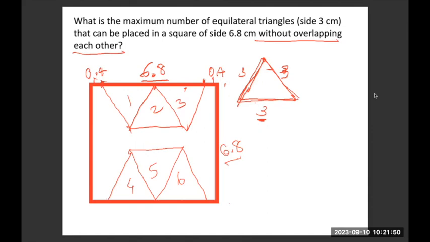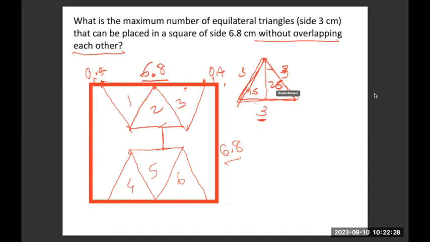Once I do that, I need to check this distance. How do I check this distance? I draw an altitude here. This dimension will be 1.5. This will be 3. So the altitude will be the square root of 9 minus 2.25, which comes to roughly 2.5 something or 2.6 something. I'll put it that way.